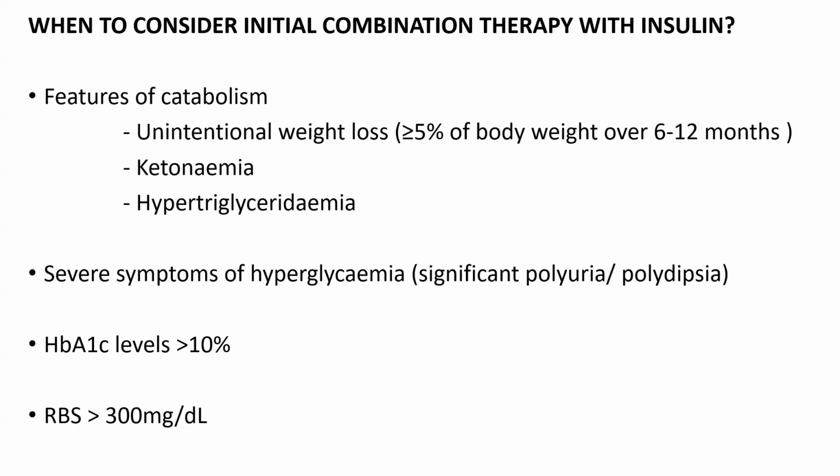One is if there are features of catabolism, that is, if there is glucose toxicity. This glucose toxicity will be reflected by unintentional weight loss of greater than 5% of body weight over 6 to 12 months. Also if there are features of ketonemia and hypertriglyceridemia, if there are severe symptoms of hyperglycemia, like severe osmotic symptoms, if the HbA1c is greater than 10%, and if the random blood sugar is more than 300. In these instances, we can start a patient on metformin plus an insulin.